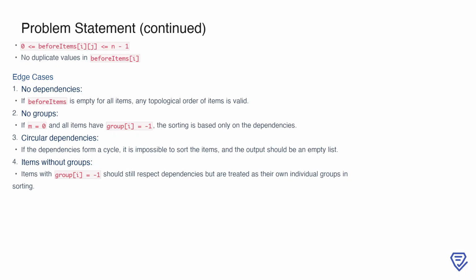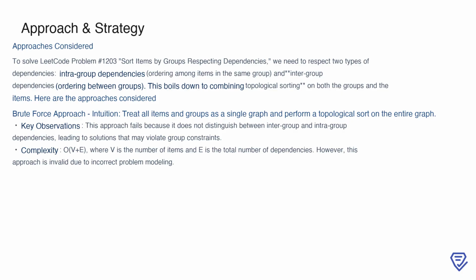To solve the problem of sorting items by groups while respecting dependencies, we must carefully address two distinct types of constraints: intragroup dependencies, which dictate the ordering of items within the same group, and intergroup dependencies, which define the ordering between different groups. The challenge here is to ensure that both these dependency types are respected simultaneously.